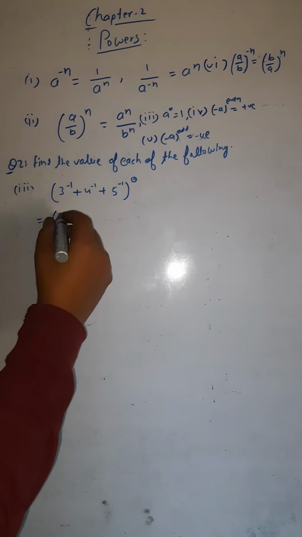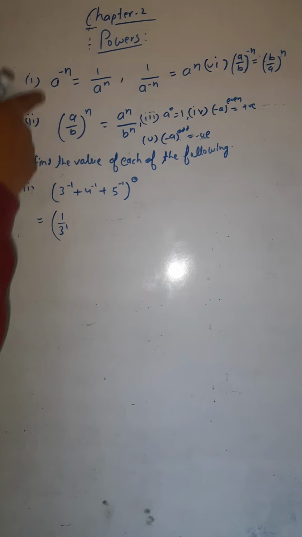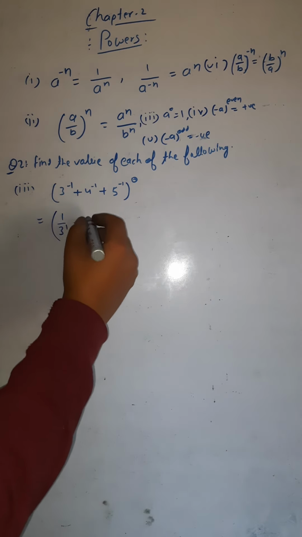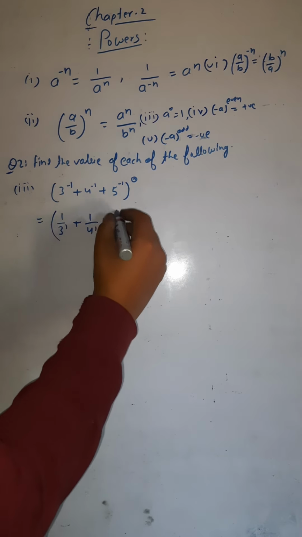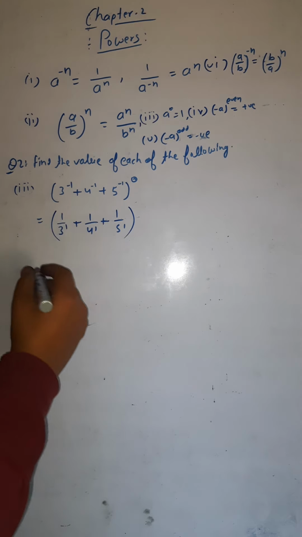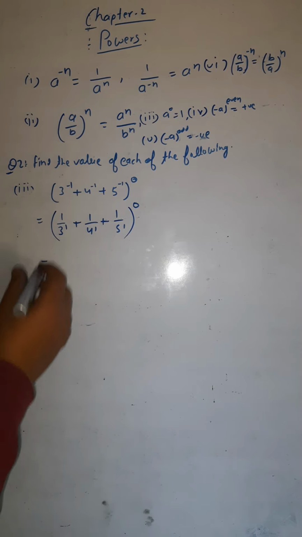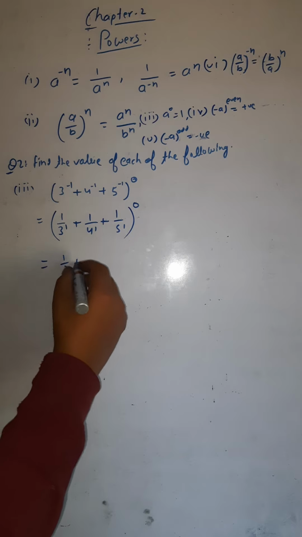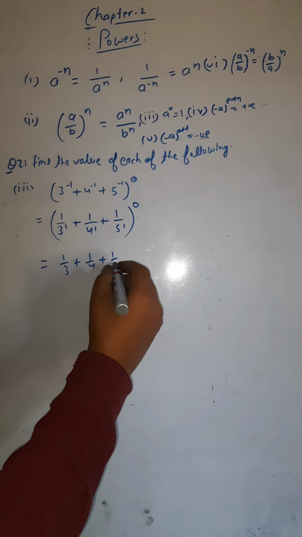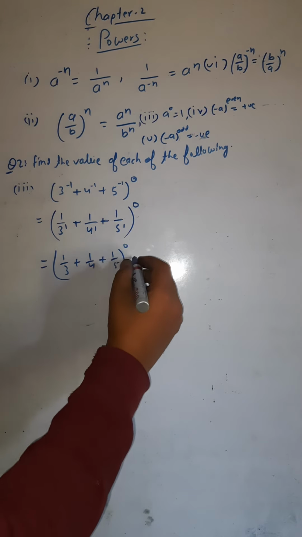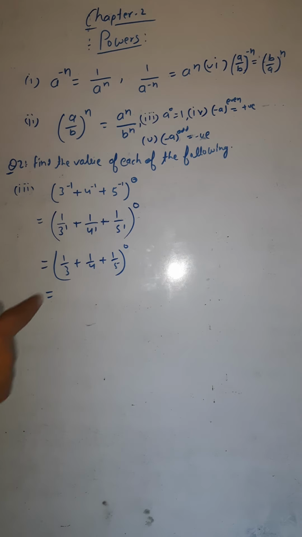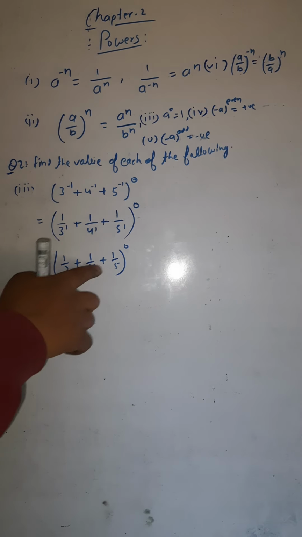3 raised to the power 1 means 1 by 3 raised to the power 1, because this is the first formula we will be using here. Similarly 4 raised to the power 1, similarly 5 raised to the power 1, and the whole thing is raised to the power 0. So I can write it as (1/3 + 1/4 + 1/5) whole raised to the power 0, which would be equal to, you would take the LCM of 3, 4 and 5.